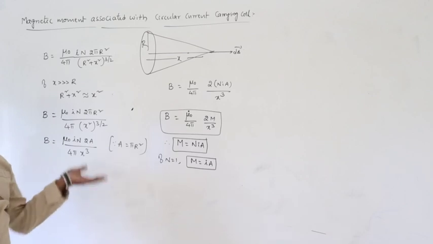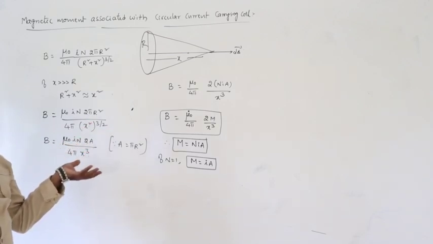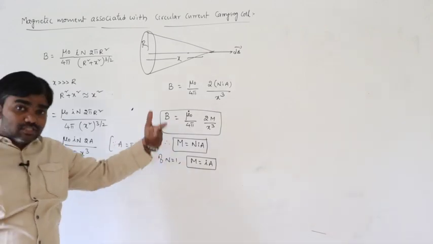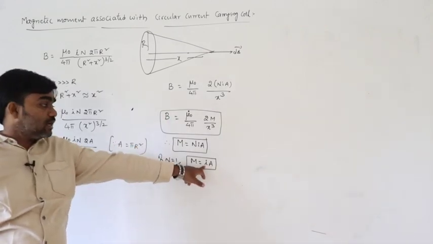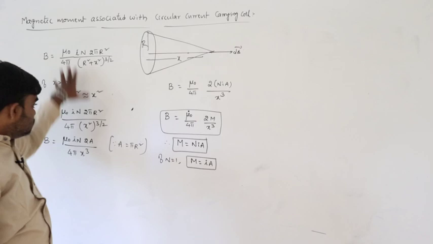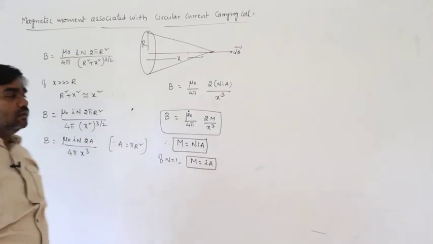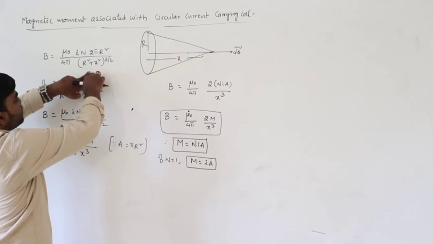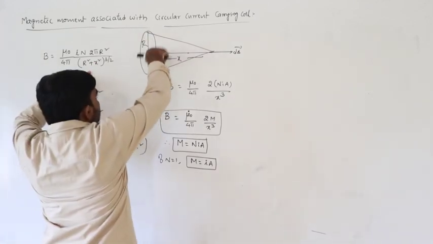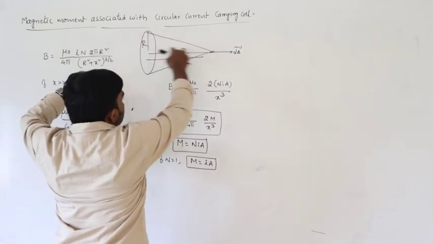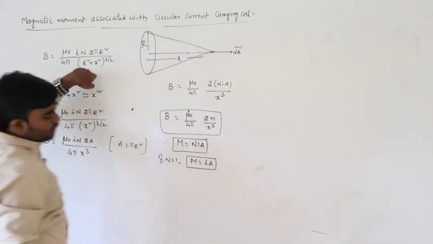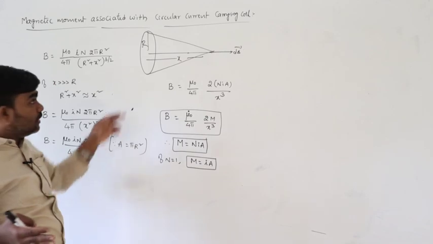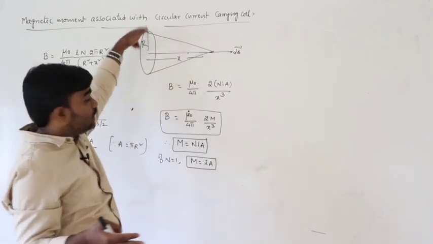That is the derivation, compared with the earlier definition of pole strength into length of the magnet. Based on that unit we derived this M equal to IA. This relation exists due to the current flowing through the circular coil, the magnetic field at the axial point, where x is very much greater than r.